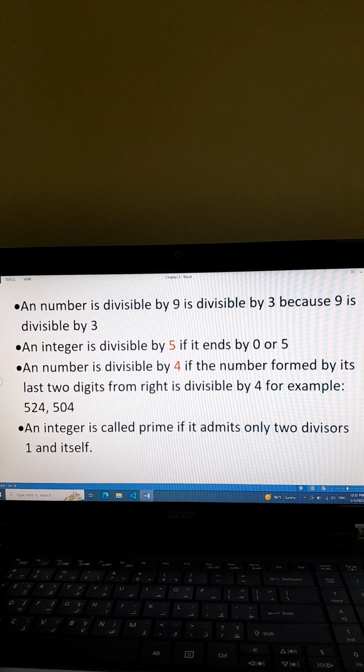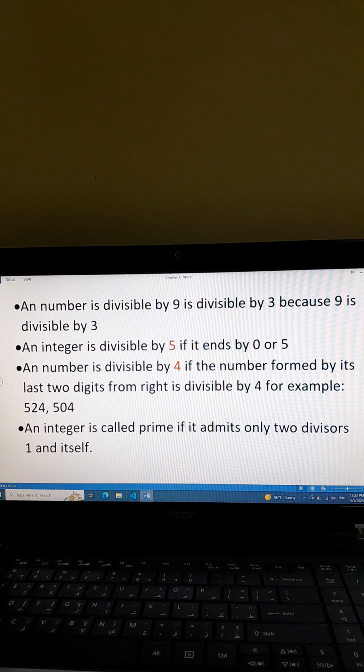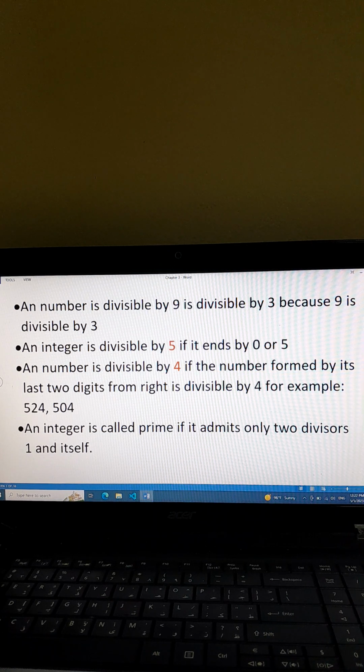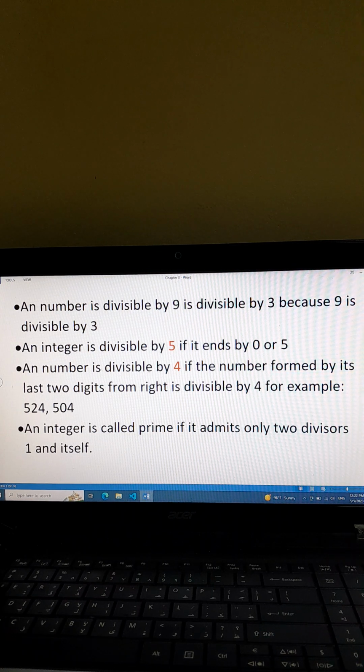An integer is divisible by 5 if it ends with 0 or 5. A number is divisible by 4 if the number formed by its last 2 digits from the right is divisible by 4. For example, 524: 24 is divisible by 4, so 524 is divisible by 4. 504 is divisible by 4, so this is correct.